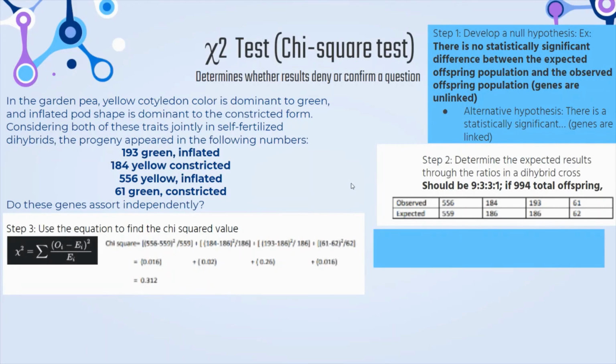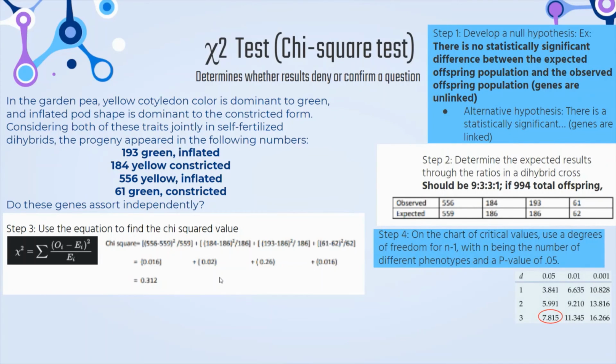In the next step, we will use the equation to find the chi-squared value. In order to find the chi-squared value, we will find the sum of the observed minus the expected, squared, over the expected. Let's just take one, for example. 556 would be the observed number of yellow inflated plants, while 559 would be the number that we expected, and we divide that by 559. We would sum that for the green inflated, the yellow constricted, as well as the green constricted. And when we add all of those numbers up, we get a value of 0.312.